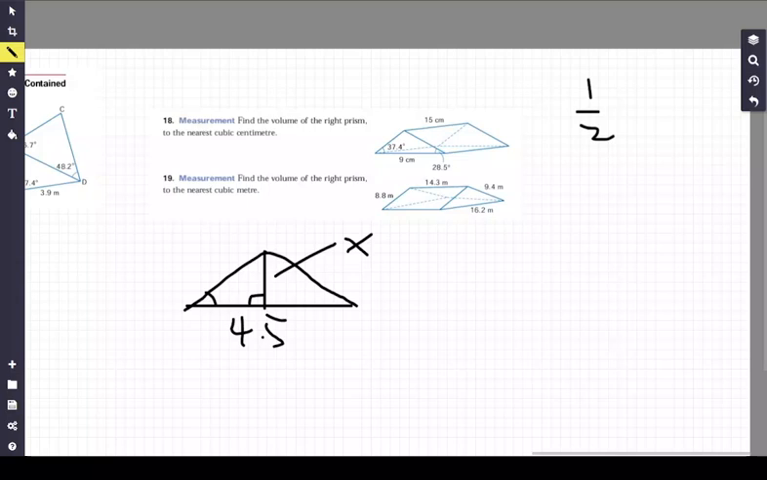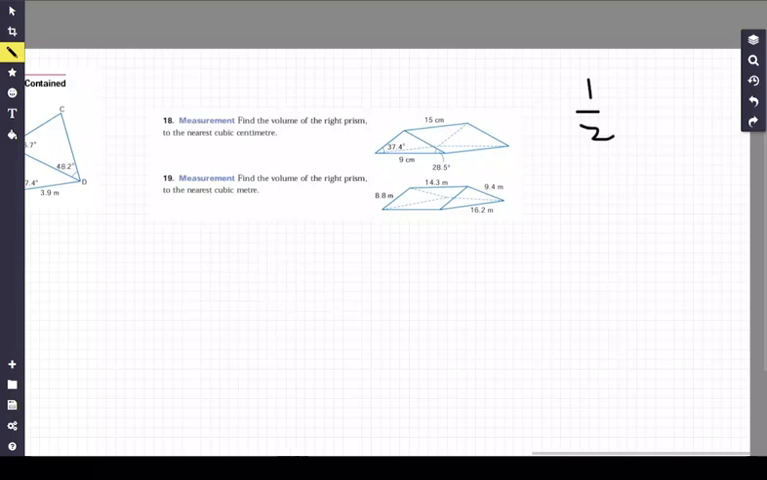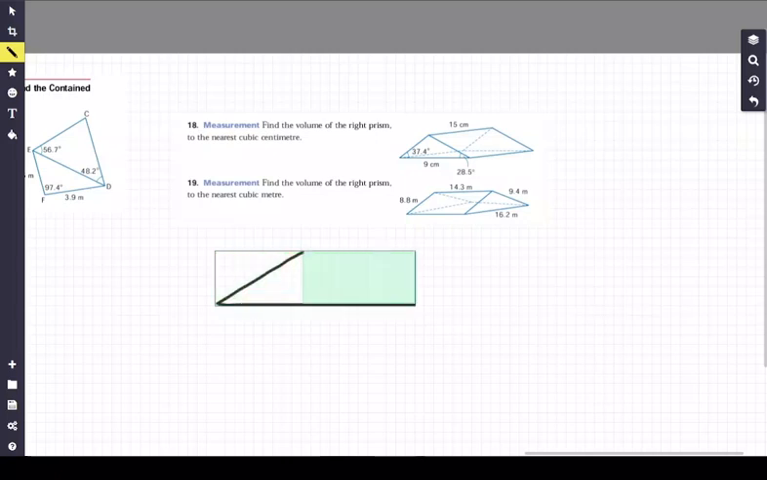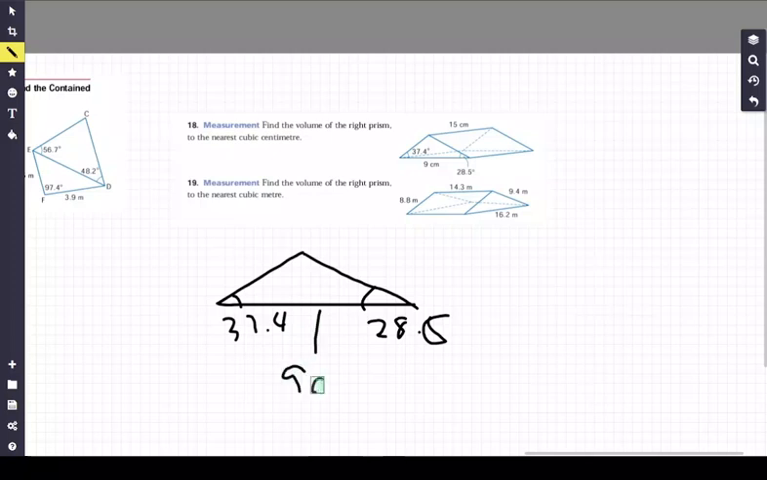Well, I'm kind of having trouble understanding this diagram. Okay, I guess they didn't want us to solve it this way. So what they want us to solve is, we have to find the height of this first. So this is 37.4, this is 28.5, and this was 9 cm.